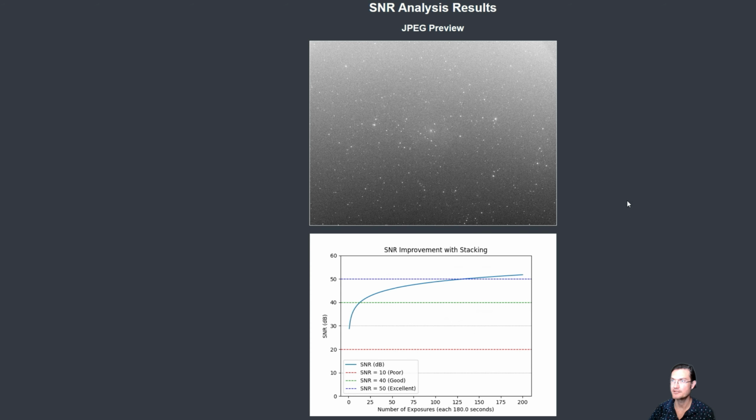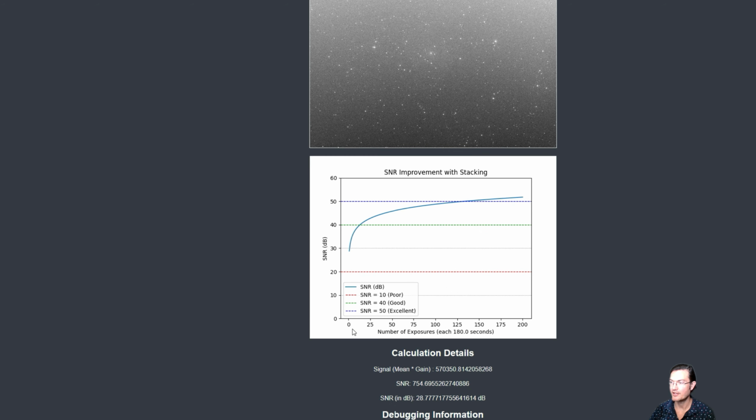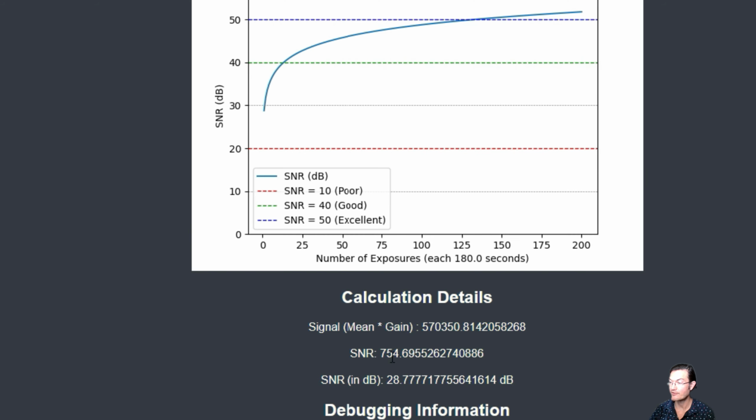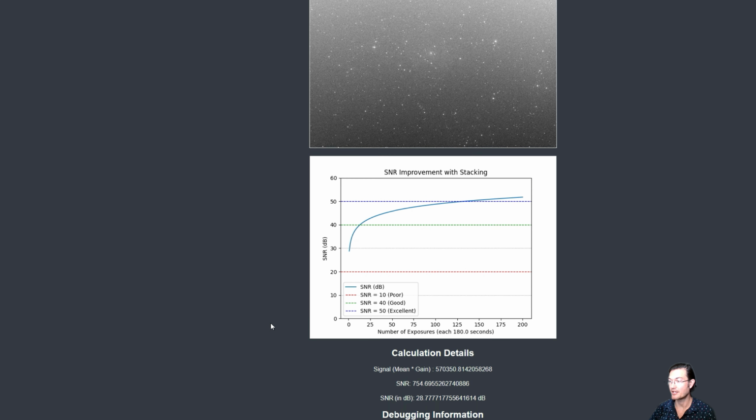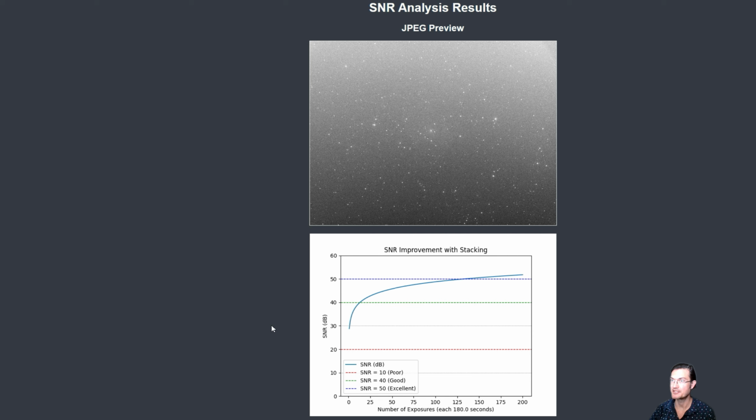And here is my single frame. In this case, we have an SNR of 754. So this one is saying it's maybe 3 times higher than the one in PixInsight and substantially higher than the one in Deep Sky Detail.